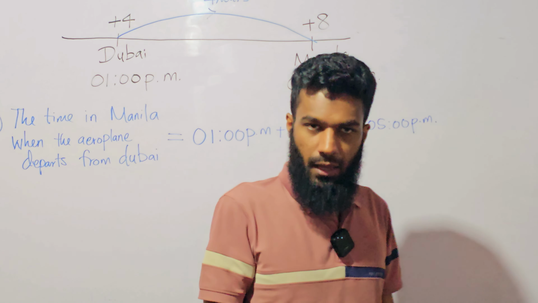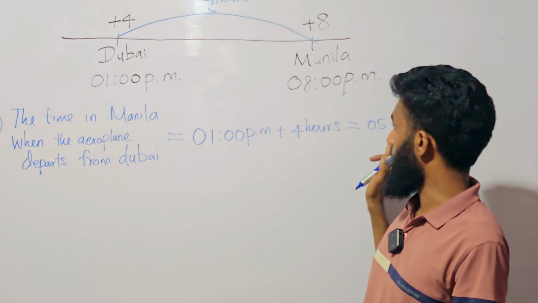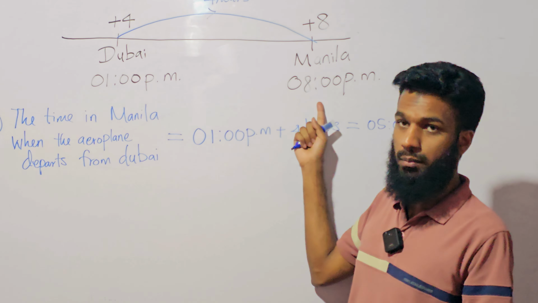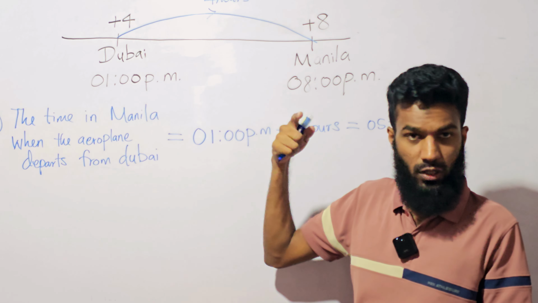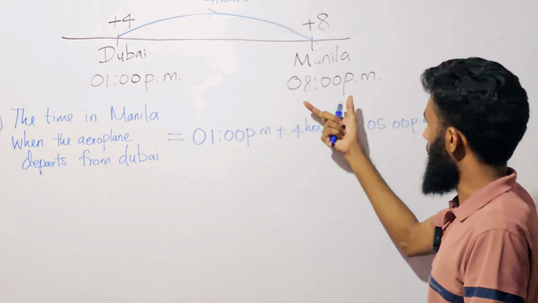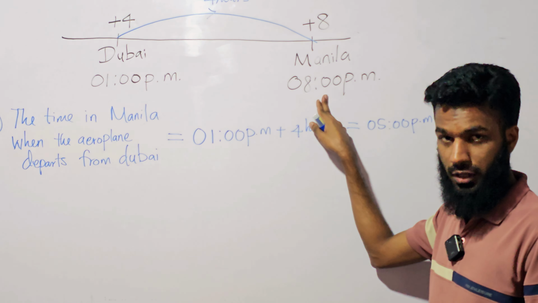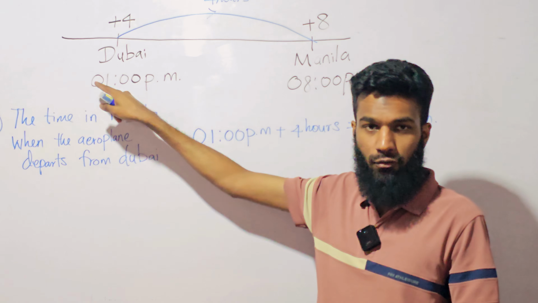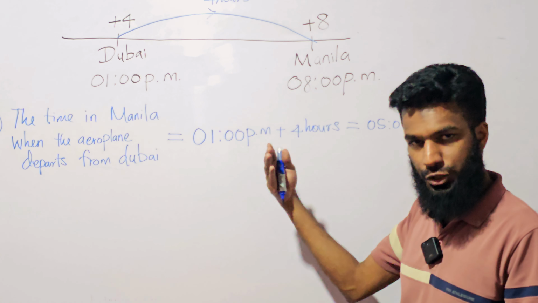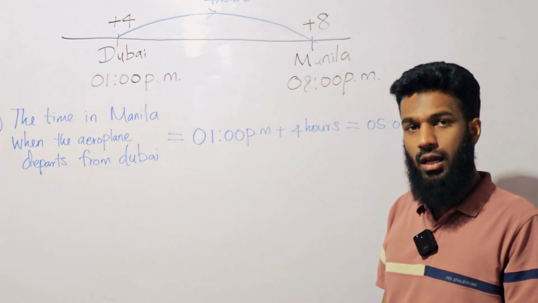Okay, listen. When the flight takes off from Dubai, the time in Manila is 5 p.m. When it arrives at Manila, the time is 8 p.m. So can you do the calculation in your mind? The time duration for the journey. The flight arrives in Manila at 8 p.m., but when it takes off from Dubai, the time in Manila is 5 p.m. So the time duration for the journey is 3 hours, because from 8 p.m. you subtract 5 p.m. That is 3 hours, right?